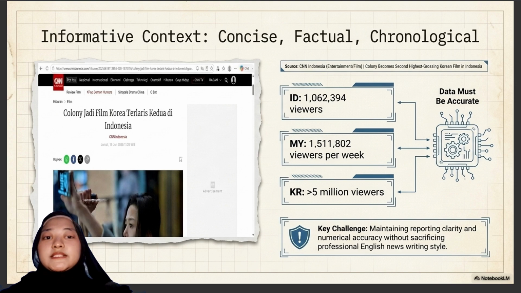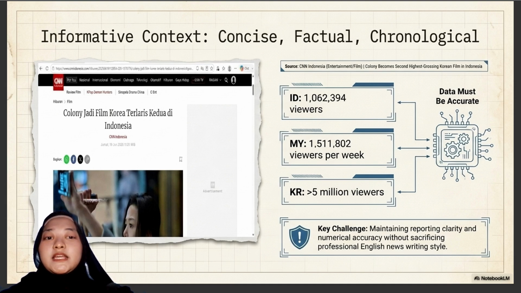Next is informative context. In informative text, the writing style is concise, factual, and chronological. For example, in a news report from CNN Indonesia, in the entertainment section, the film Colony is reported as the second highest grossing Korean film in Indonesia. The data must be translated accurately, including 1,062,394 viewers in Indonesia and 1,511,802 viewers per week in Malaysia and more than 5 million viewers in Korea.